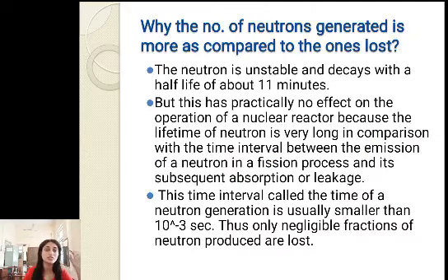So now, why is the number of neutrons generated more than the number lost? If we talk about the neutron, we know that it is unstable and it has a decay half-life of 11 minutes. But this is not going to have any effect on the operation of a nuclear reactor, because the fission reaction takes place very rapidly. The time interval for producing neutrons through a fission reaction, called the neutron generation time, is usually smaller than 10 raised to minus 3 seconds. If you compare that with the half-life of 11 minutes, you can imagine that only a negligible fraction of the neutrons produced are lost, because a half-life of 11 minutes is far more than 10 raised to minus 3 seconds.